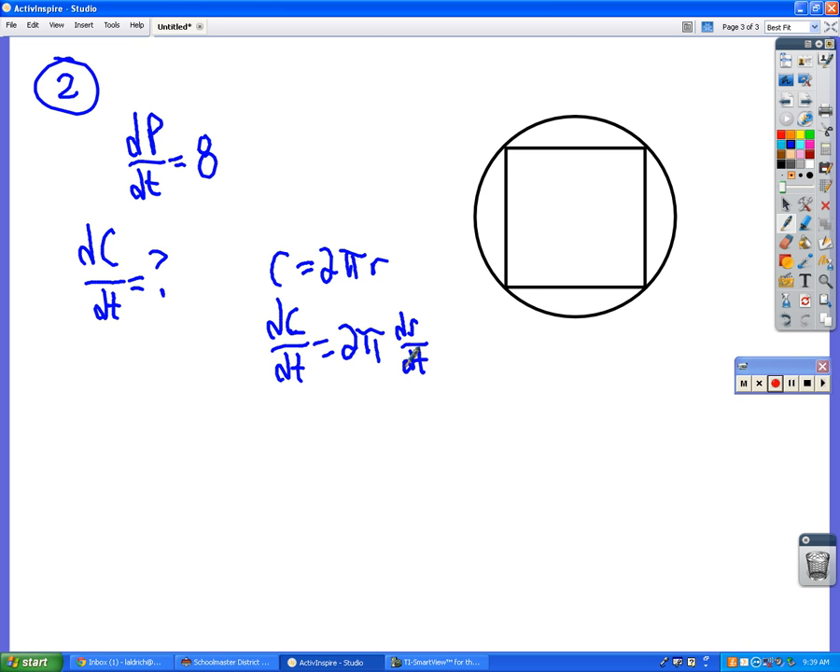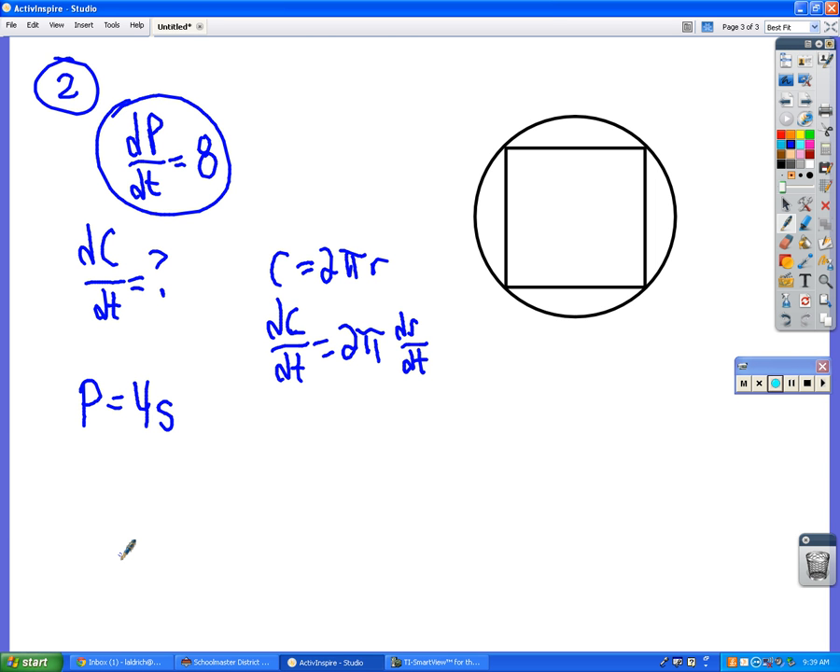So can you give me a relationship between, because we know the perimeter of the square, is there a relationship between the perimeter of the square and the radius of the circle? Are you playing golf? Why did you just shout out 4 randomly? Oh, okay, so the perimeter of the square is equal to 4 times the sides.